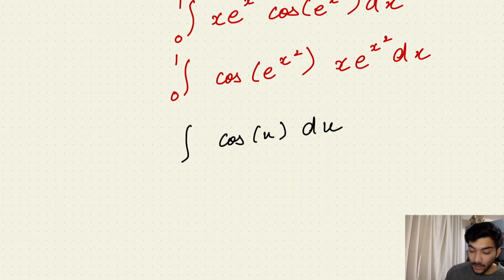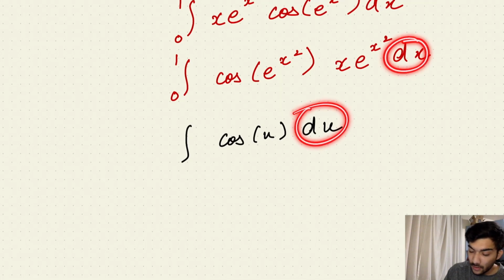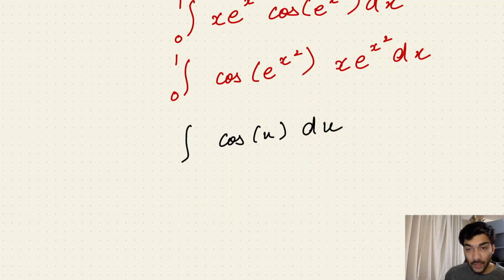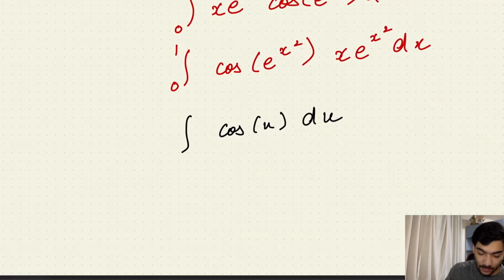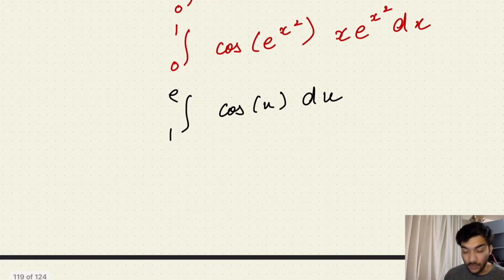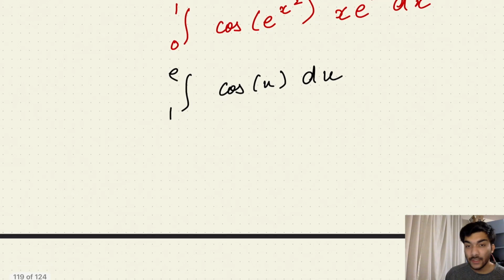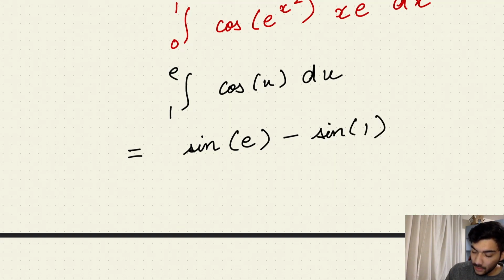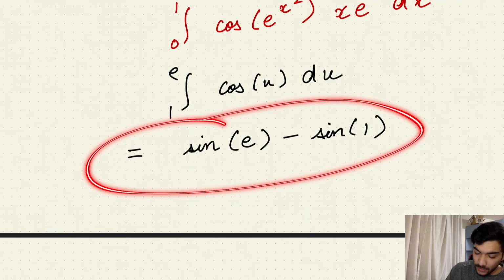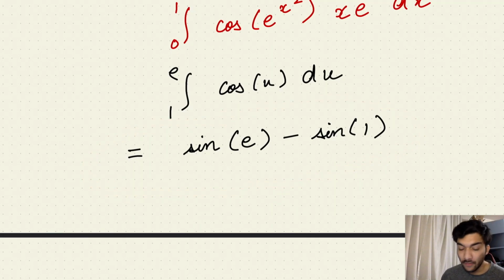But now our endpoints cannot be x equals 0 to x equals 1 because dx has been changed to du. So that is why we will use the new endpoints that we calculated, which is starting from u equals 1 and ending with u equals e. So u equals 1 to e cos of u du, and we already know the integral for cos, which is sine. So this integral will be equal to sine of e minus sine of 1, and you can just leave this answer as it is, which would be your final answer.